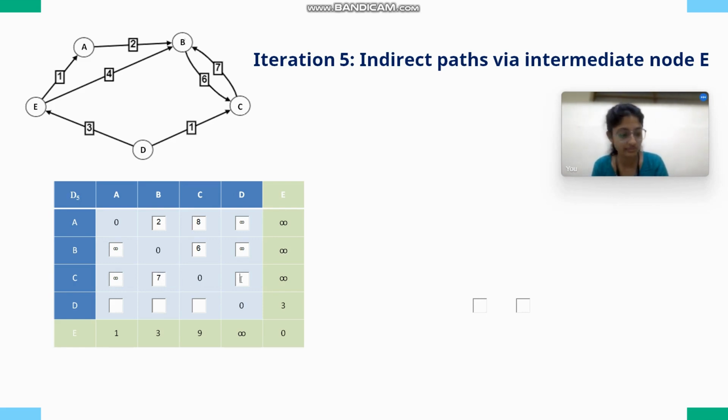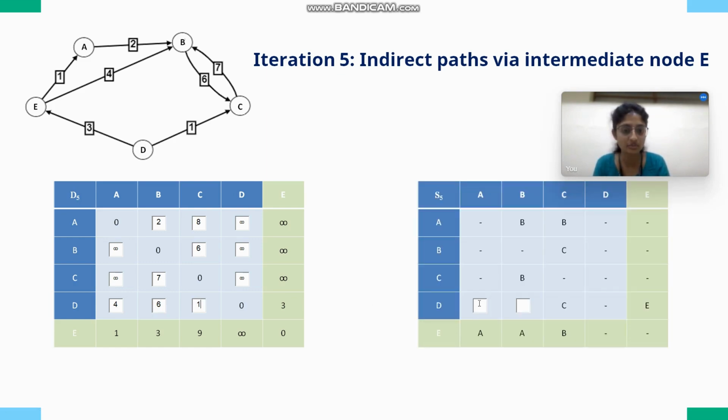Then we have entry CD. CD would have entry infinity. Then we have DA. DA is entry 4. It is the minimum. Earlier we had entry infinity. Now when we took the minimum, it became 4. And DB also, earlier it had an entry of 8. Now we took the minimum and it became entry of 6. Then we have 1. So there are 2 changes in the distance matrix. So there will be change in the successor matrix as well.